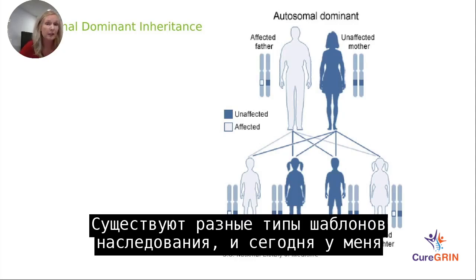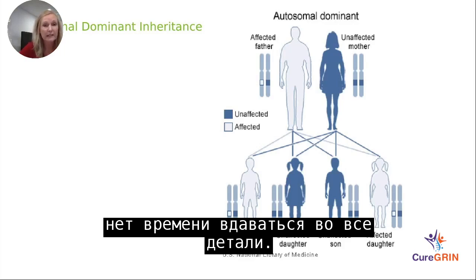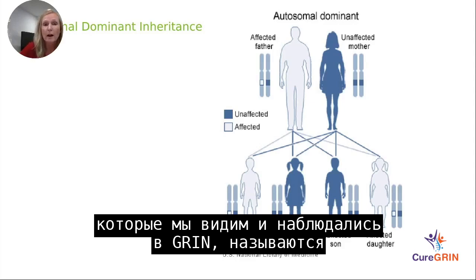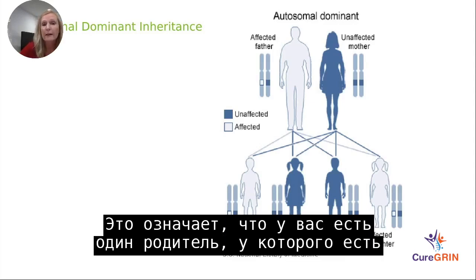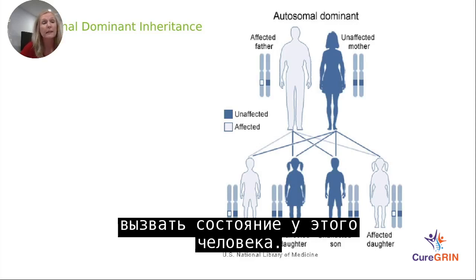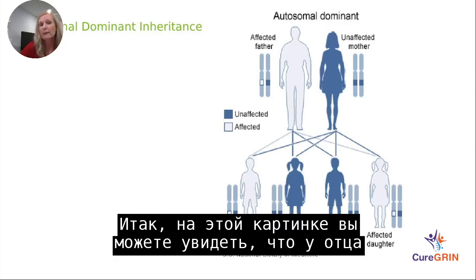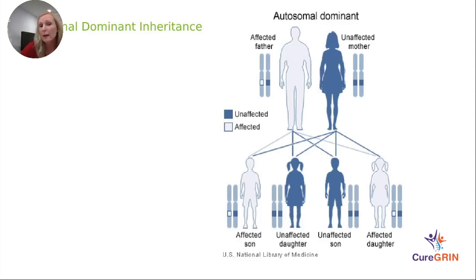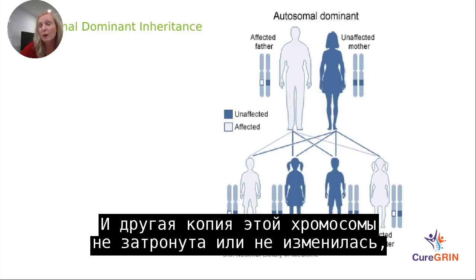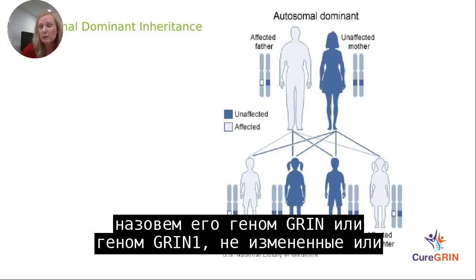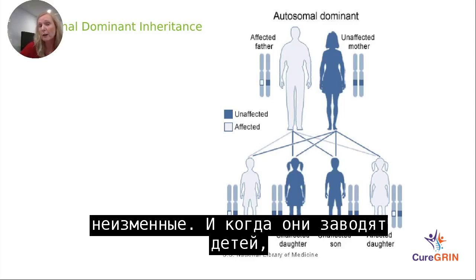So there are different types of inheritance patterns, and I don't have time today to get into all the details, but the most common ones that we see and have been seen in GRIN are called autosomal dominant, meaning that one parent has one genetic change on one copy of their chromosome that is enough to cause the condition in that individual. So in this picture, you can see that the father has a genetic change on one of his chromosomes, and the other copy of his chromosome is unaffected or unchanged, while the mother, both copies of, let's call it the GRIN gene or GRIN1 gene, are unaltered or unchanged.